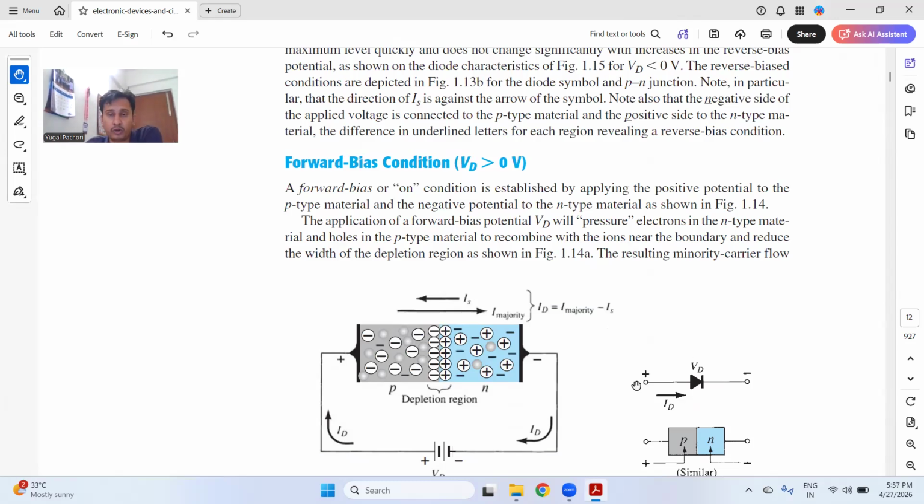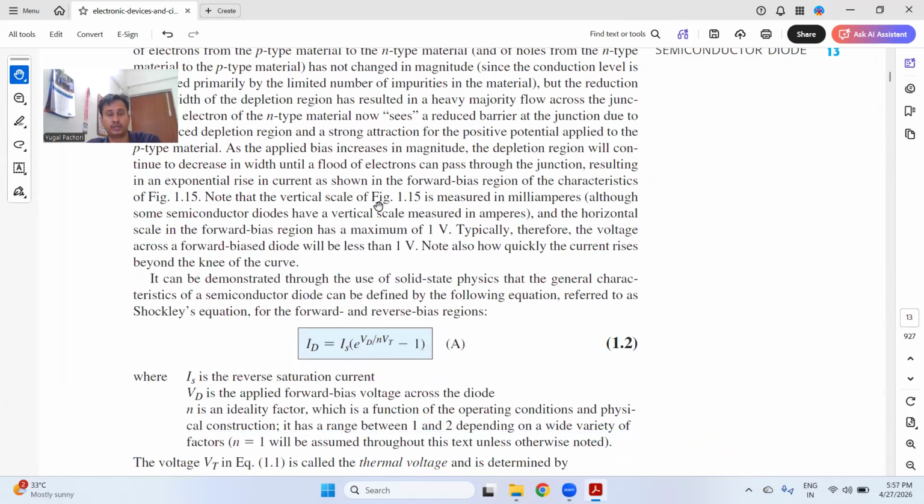Now this symbol I have already told you. So let me summarize. The diode works in three modes: forward bias, reverse bias, and no bias condition. In forward bias, it acts as a short circuit or a closed switch. And in reverse bias, it acts as an open circuit or an off switch. So these are the things.